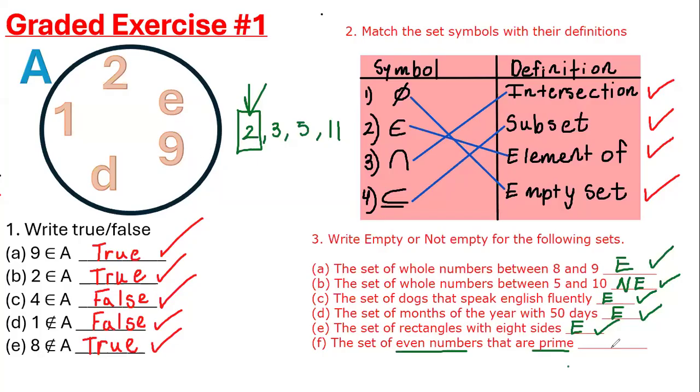So that means this will be what? Not empty, because it has one element in it, which is 2. Sets that only have one element in it, we call them a singleton set. So it's going to be not empty.